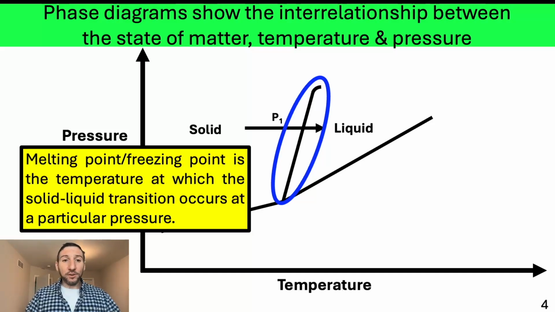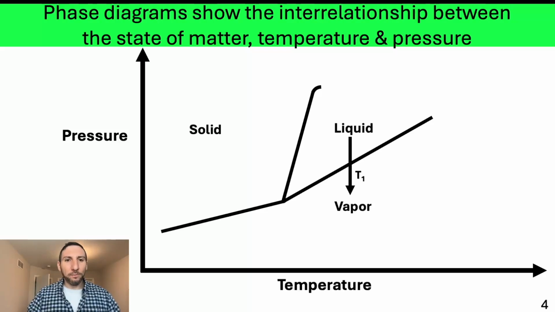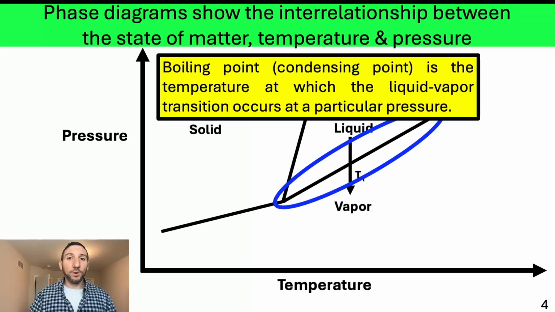Now, after you've made your liquid, let's pretend that we're going to hold temperature constant and we just decide to lower our pressure. Eventually, as you lower your pressure enough, you'll make a vapor. And you guessed it, we've now crossed another boundary. We've transitioned from liquid to vapor. And that boundary between liquid and vapor is called your boiling point. Or sometimes, less often, it's called your condensing point.